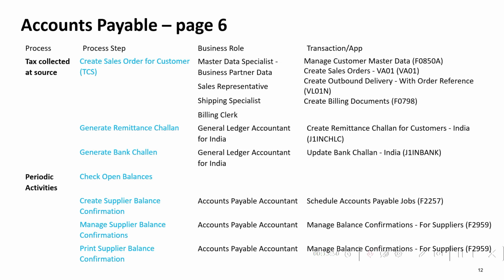And the periodic activities. What are the periodic activities in accounts payable? Check open balances. Create supplier balance confirmation. Every period we will send the confirmations to the supplier. Manage supplier balance confirmations. Print supplier balance confirmations. So these are all periodic activities in the accounts payable module.